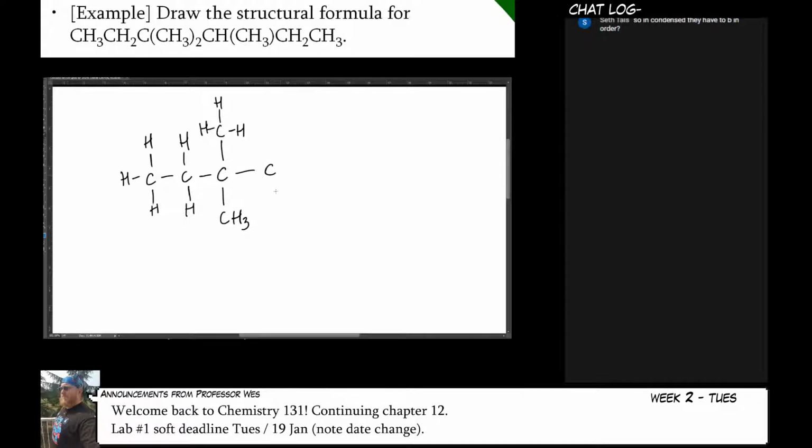Then I've got CH, CH3. So we'll write that in there. We'll connect to the previous group. I already did that by accident. We've got CH2.